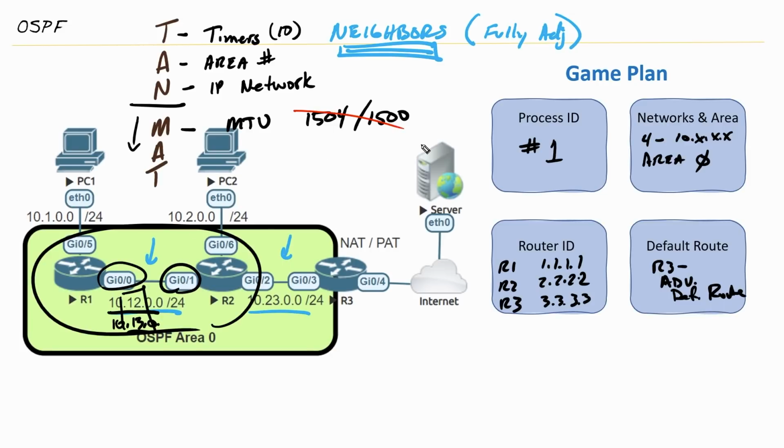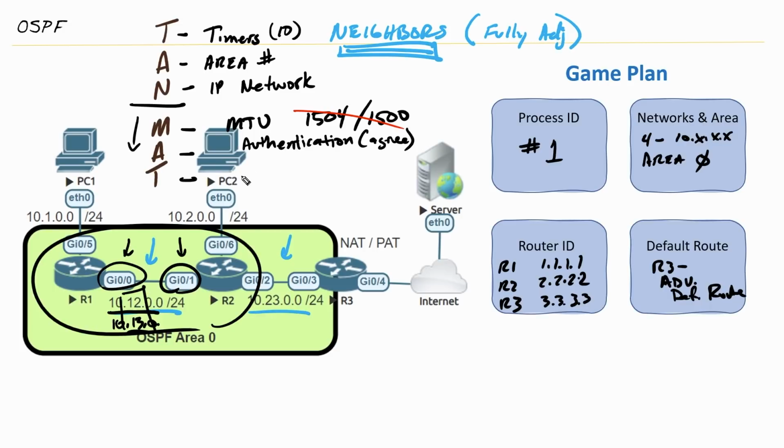So I'll put a little red line there saying that's no go. Another element that has to match for these two devices is the authentication. Now, by default, there is no authentication. They don't have to prove anything to each other. However, if we start changing the authentication and R1 thinks we're supposed to be using MD5 and a password, and R2 believes there should be no authentication, that could cause the neighborship to not form. So they have to agree on that as well.